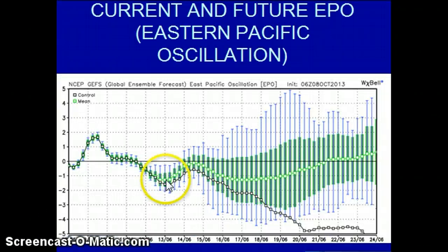And then the EPO, I'm calling for slightly positive right now. This will lead to less ridging at times in the west, making the jet stream come in more around central California instead of the upper areas, like towards Seattle and areas over there.